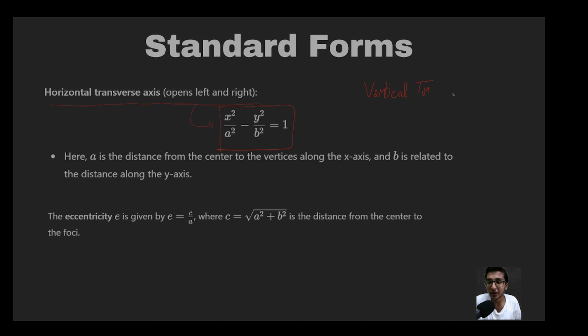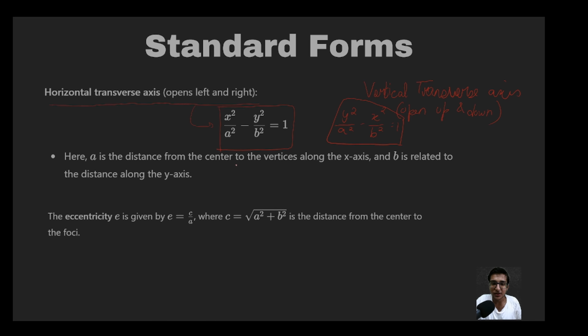That means it is a vertical transverse axis which opens up and down. So the equation is written as y square by a square minus x square by b square is equals to 1.